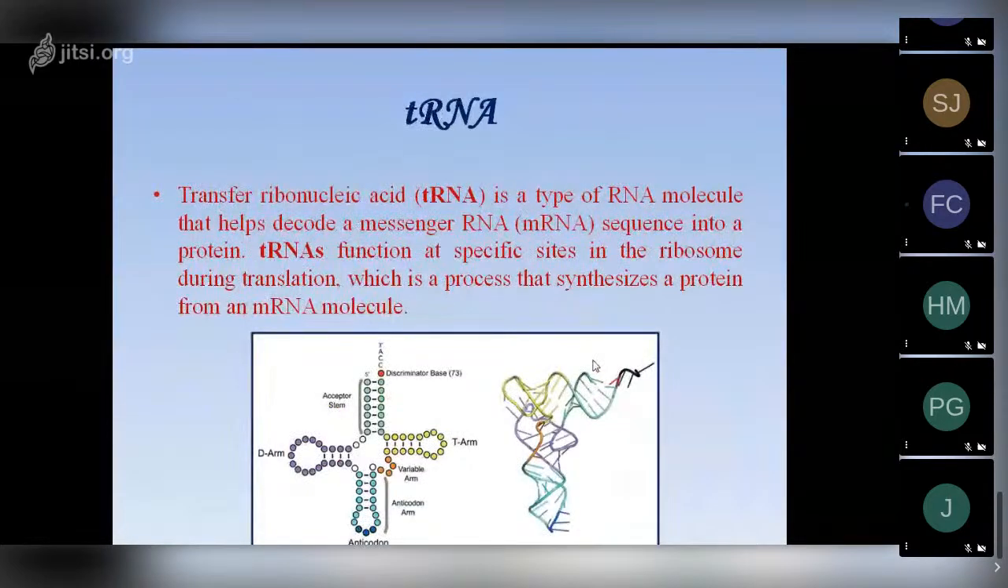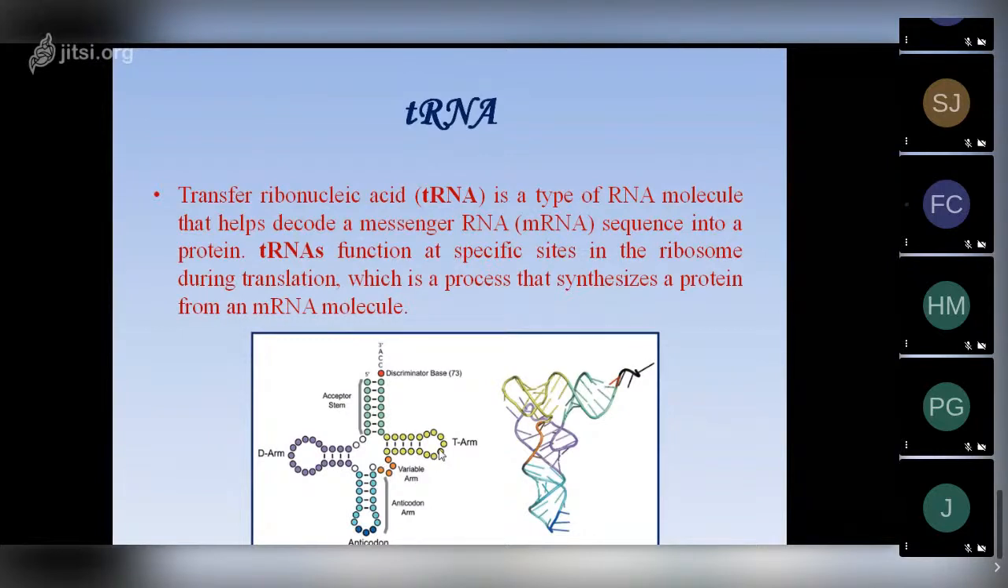This is the tRNA structure, the transfer RNA. As I told you before also, this is the two-dimensional structure of a tRNA. It transfers the amino acids one to another according to the mRNA information. And in this tRNA structure, four stems are present. This is the acceptor stem. This is the T-psi loop. This is the anticodon arm, and this is the DHU arm. Okay.